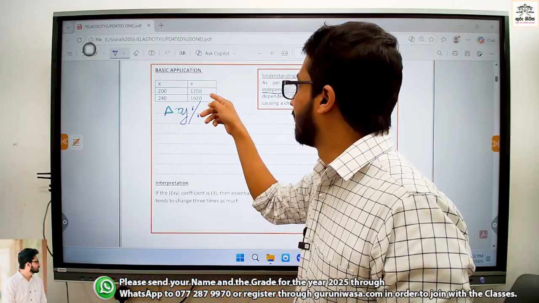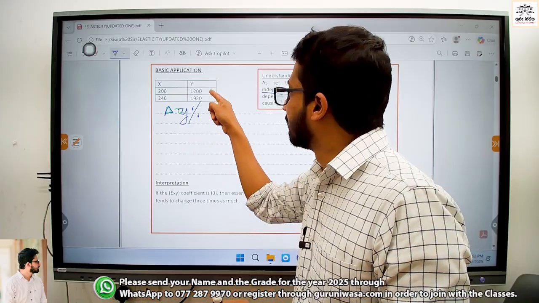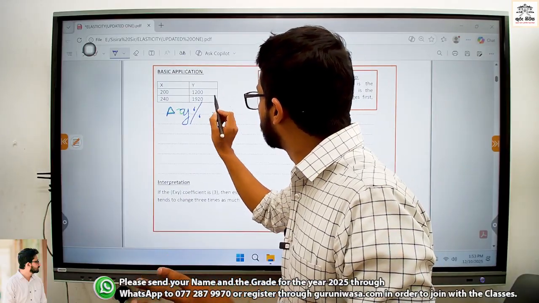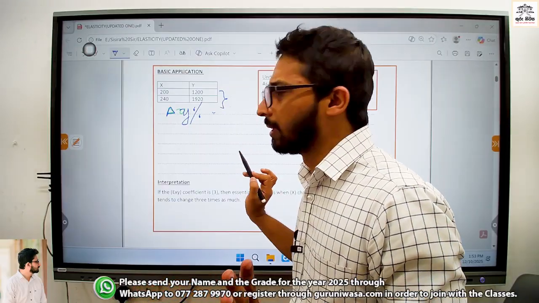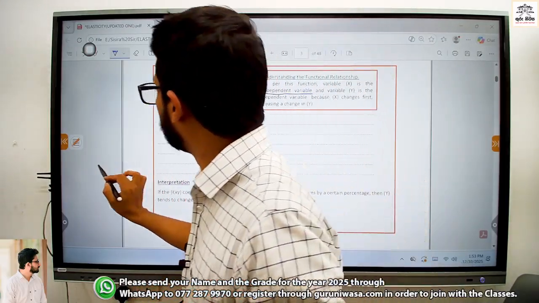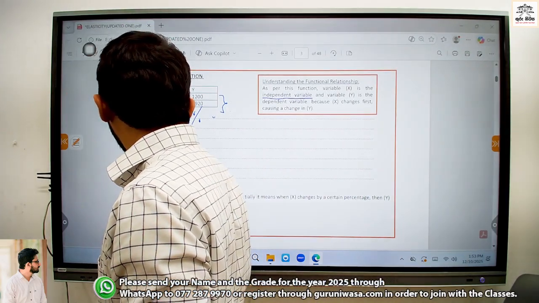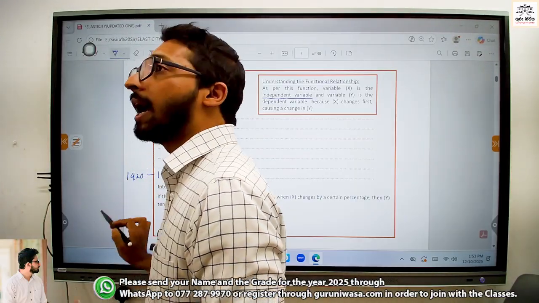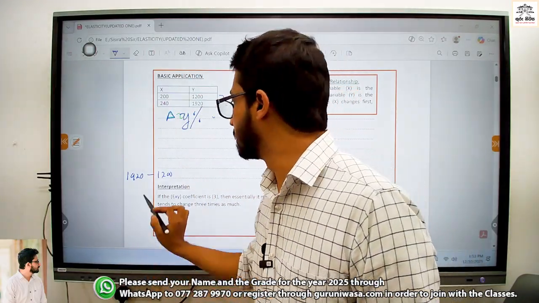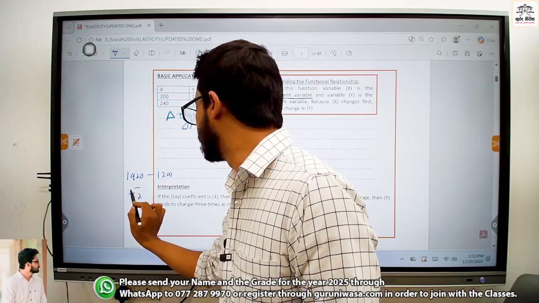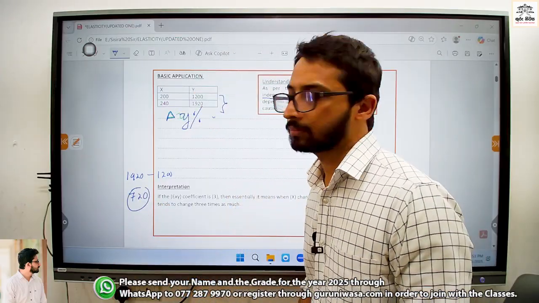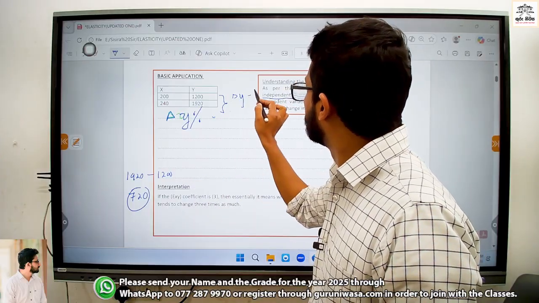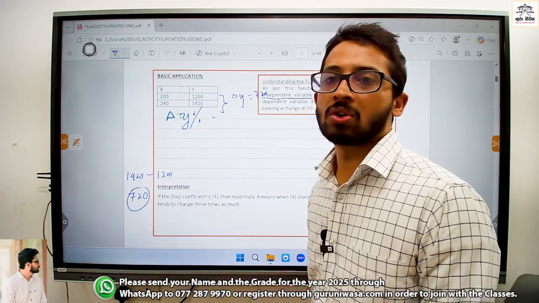You know that the value of y has increased from 1200 to 1920. This change is called absolute change. How much change here? 1920 minus 1200. The absolute change is 720. This is called delta y, and delta y equals 720.